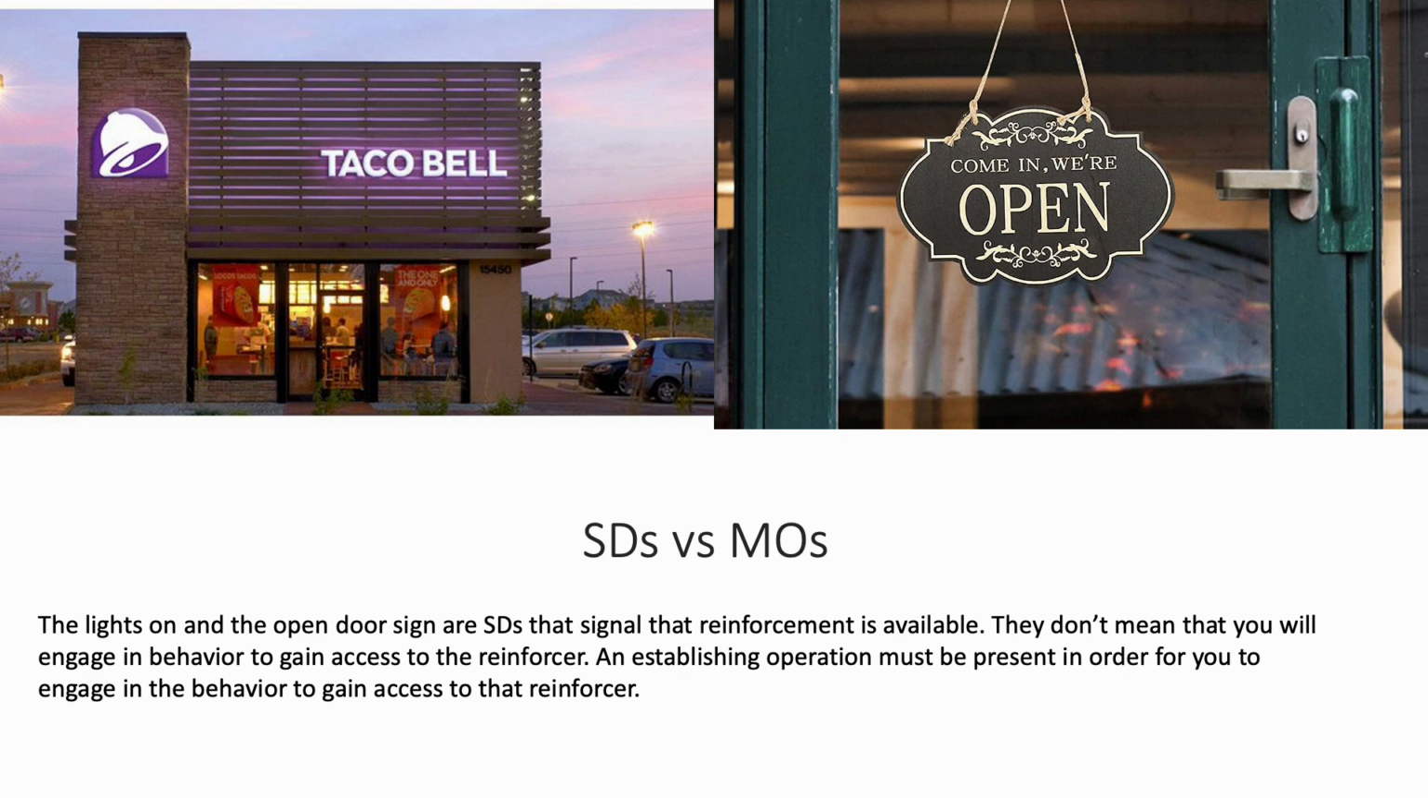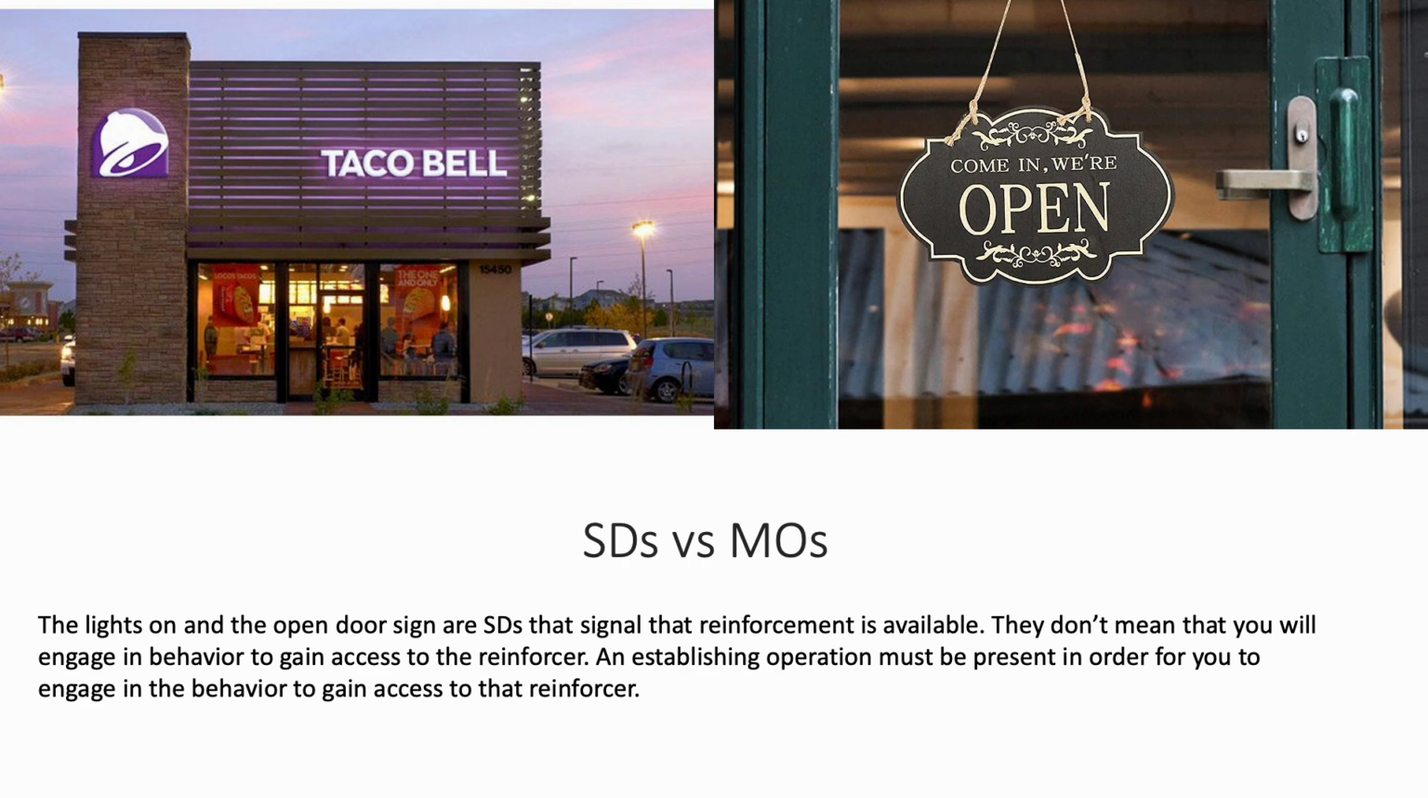Now, if there was no establishing operation in place, if there's an abolishing operation in place, meaning I have already eaten food and I drive by the Taco Bell and I see that the lights are on, I'm not going to go inside and I'm not going to purchase food. So that's going to have an abolishing effect on my behavior. And it will abate behavior to gain access to food. I'm not going to engage in behavior in order to get access to food. Okay, so that's really the key difference between SDs and MOs.